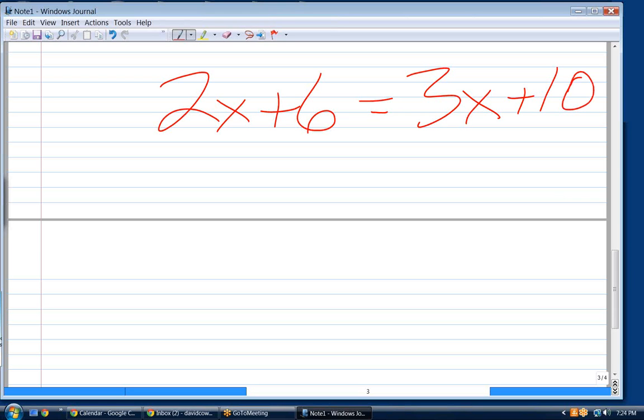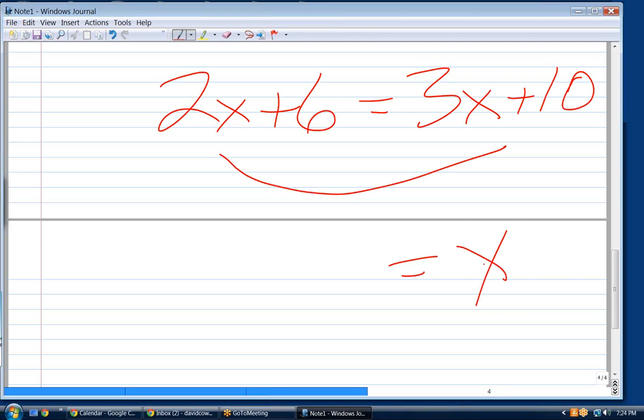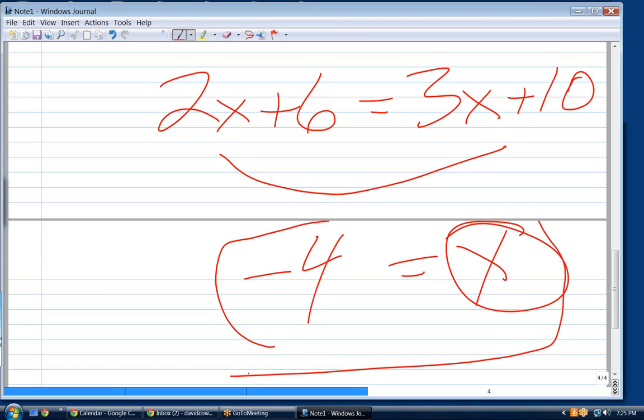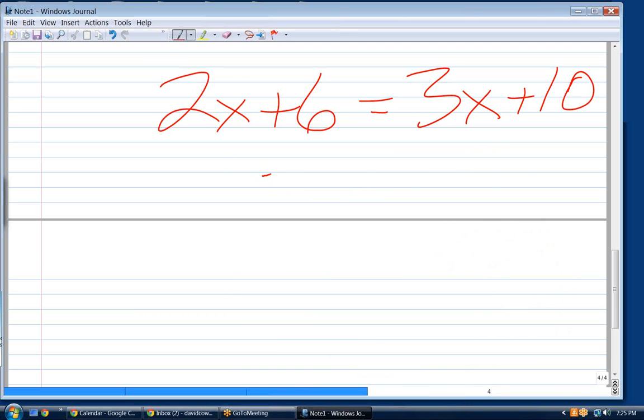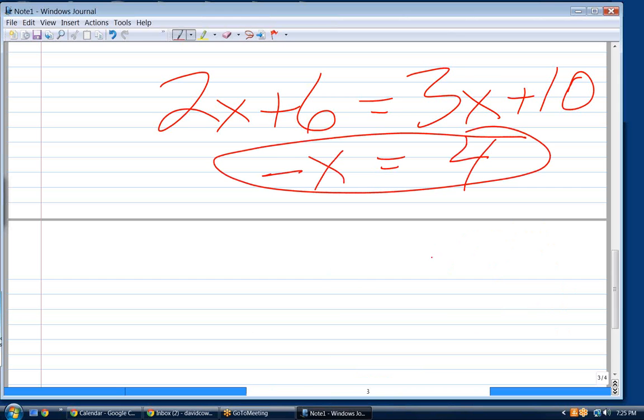I'm not going to move my 3x to the left and my 6 to the right. I'm going to move my 2x over to the right because that's going to leave a positive x. And that's what I want in my answer. I am going to move my 10 over, so I'll have a negative over here, but I can't avoid that. My answer is negative 4. But if I move my 3x to the left, now I got negative x equals 4. Now I got to translate that into x equals negative 4.